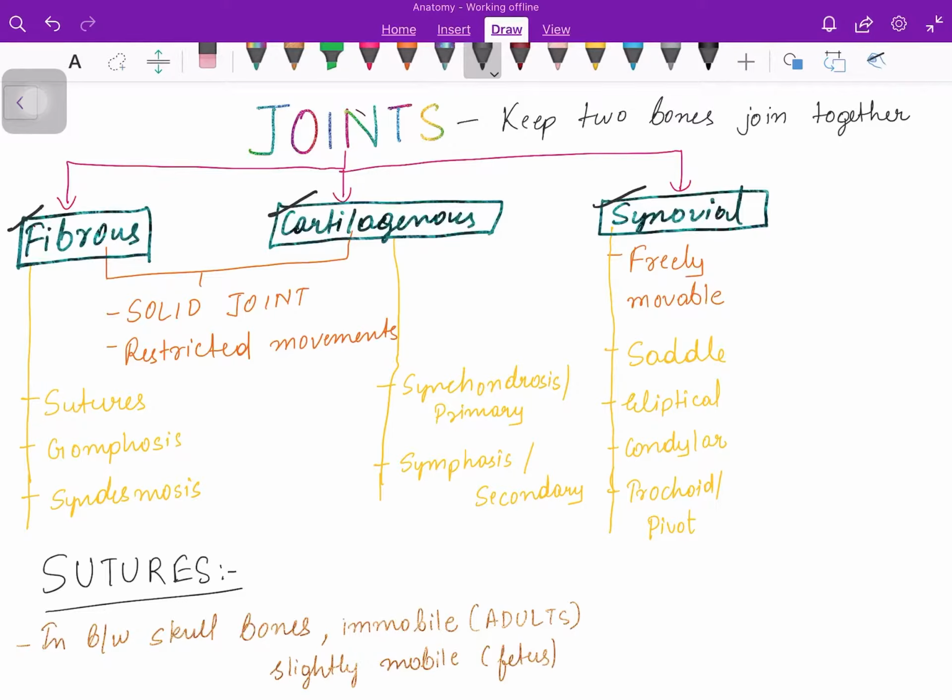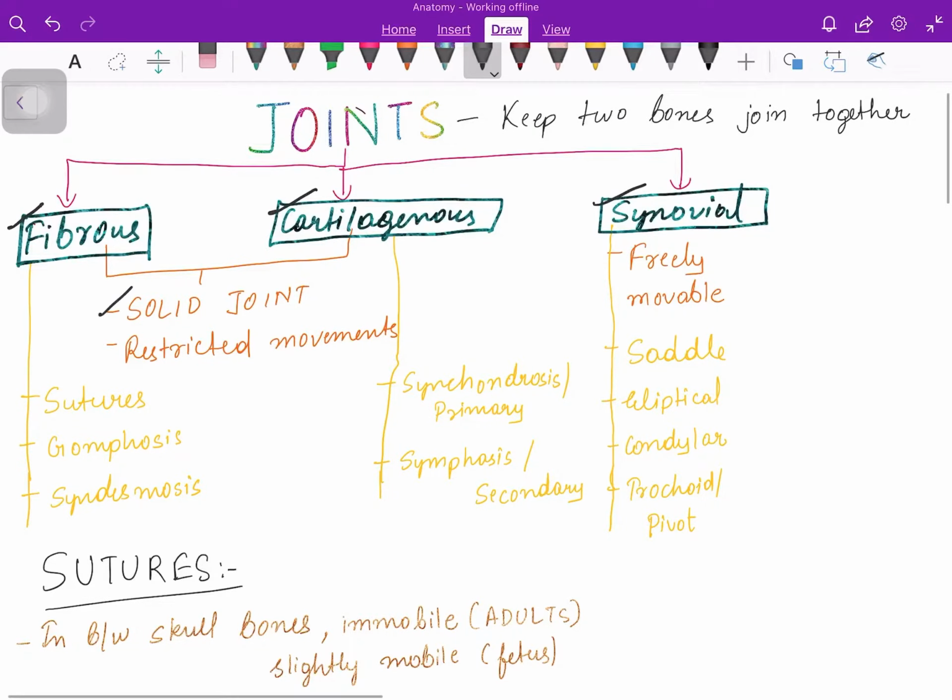Joints keep two bones together, joined together. They can be mobile or immobile. Joints can be divided into fibrous joints, cartilaginous joints and synovial joints. Again, fibrous and cartilaginous joints are called solid joints and have restricted movements, while synovial joints are freely movable.